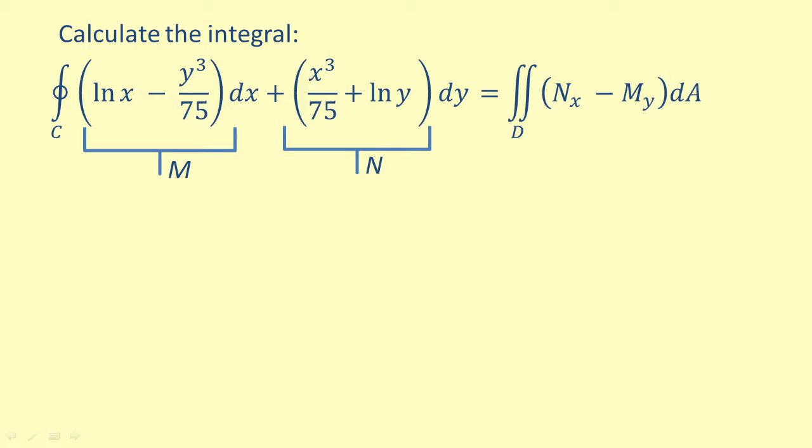Taking the partial derivatives and plugging in, we obtain the double integral of the quantity x squared over 25 plus y squared over 25 dA. We can take the 1 over 25 out for convenience, and rewrite the integral as 1/25 times the double integral over the closed region D of the quantity x squared plus y squared dA.